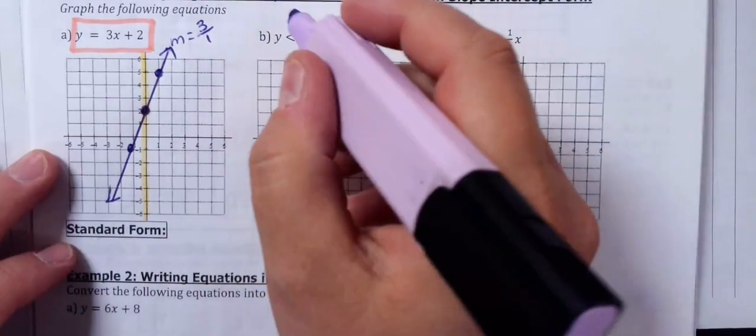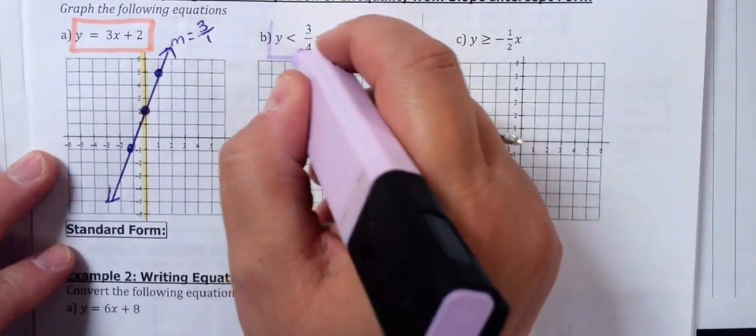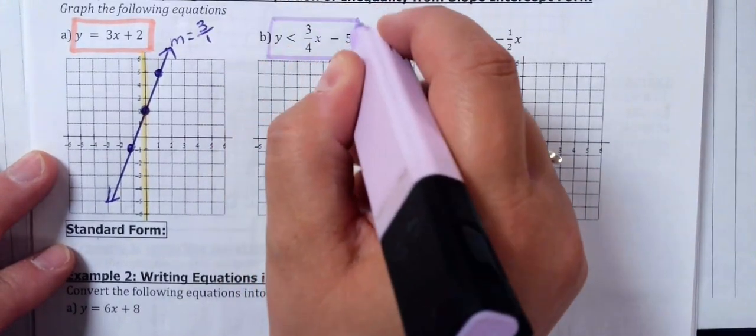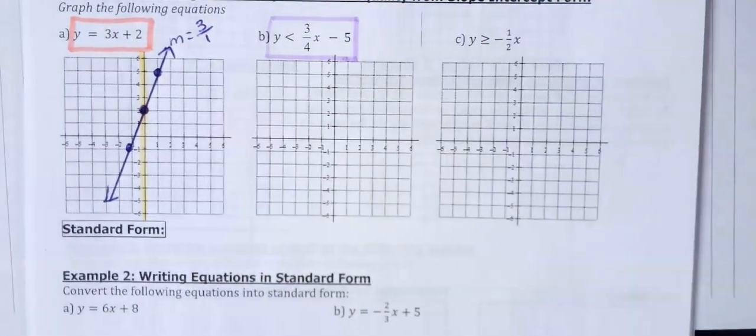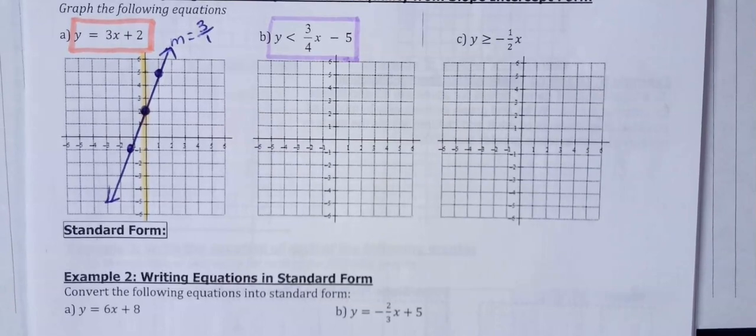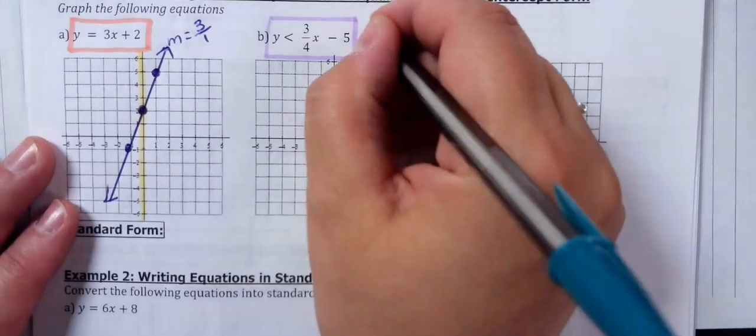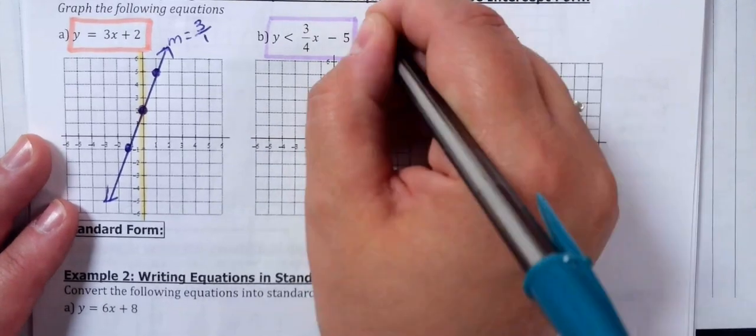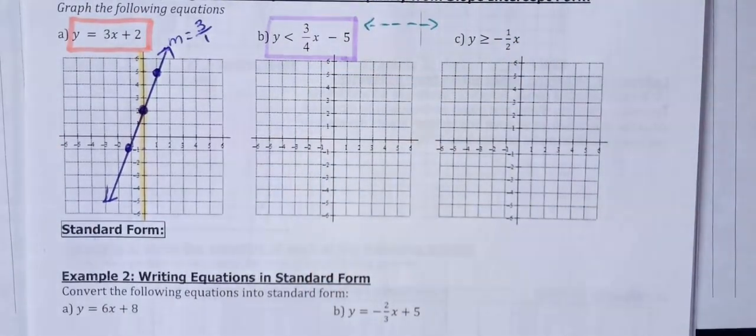I have y is less than 3/4 x minus 5. Before I put anything on the graph, I'm going to answer 2 questions. The first question is: should this be a solid line or a dashed line? What do you think? Dashed or dotted, however you want to do it. I usually write that for myself so I don't forget, because I always do.